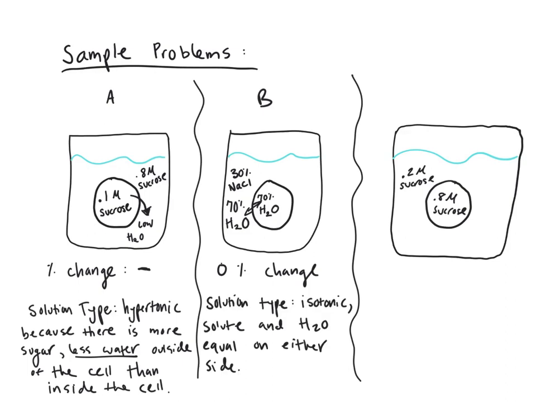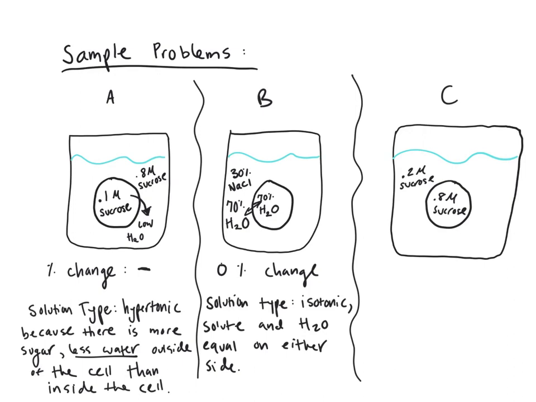And lastly, we have solution C, where you have a 0.8 molar sucrose solution on the inside of the cell, and we have a 0.2 molar sucrose solution on the outside. So in this case, again, kind of like sample problem A, the more sucrose you have, the less water. So our cell actually has a lot of sugar in it. So maybe this is a sweet potato cell. We saw that the sweet potato data had about 8 molar sucrose. So perhaps we put a sweet potato cell in a 0.2 molar sucrose solution, which some of you did.